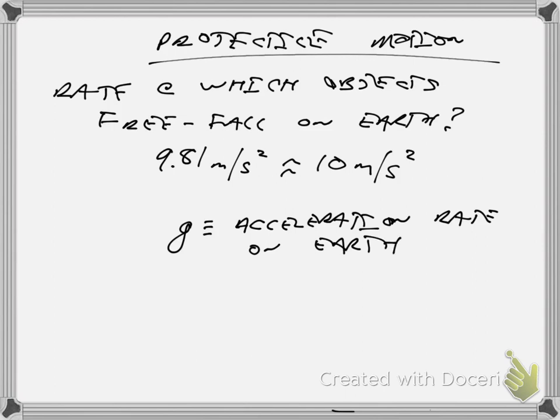We give that the symbol lowercase g, and that is the rate that things accelerate near the surface of planet Earth when they're free falling. The other significance and meaning that we'll give to that symbol we'll discuss in a couple of weeks.